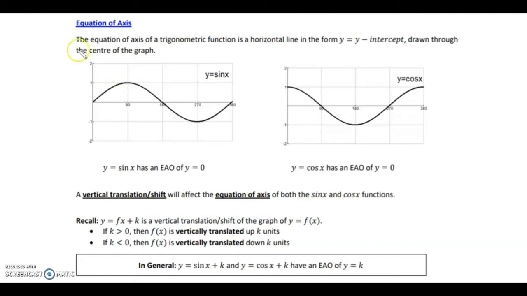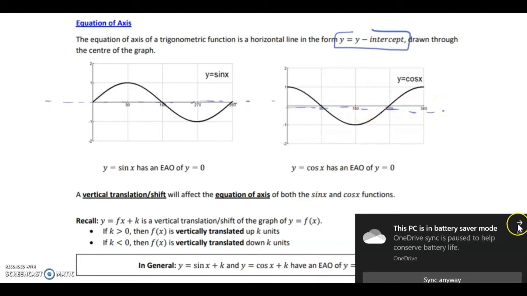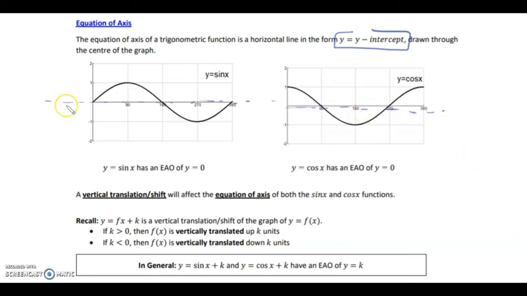The equation of axis of a trigonometric function is a horizontal line in the form y equals y-intercept. This is just the form that we use because it's not in the form y equals mx plus b. It's drawn through the center of the graph. So, with no transformations on these functions, sine x and cos x have the equation of axis of y equals 0.